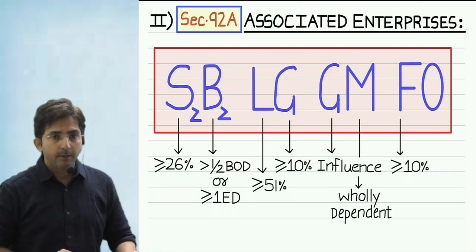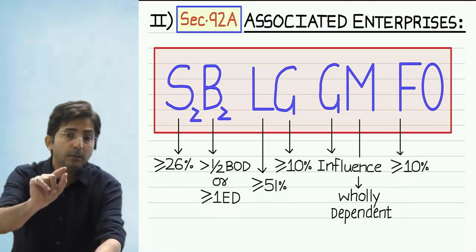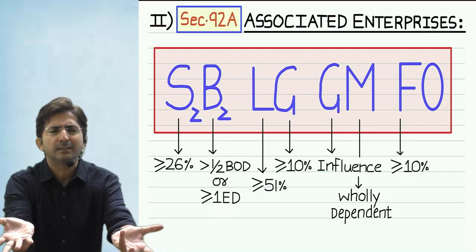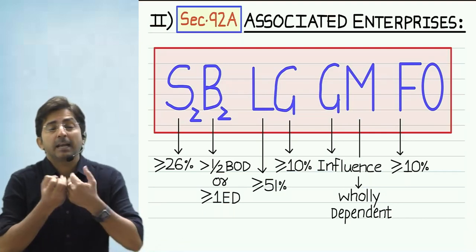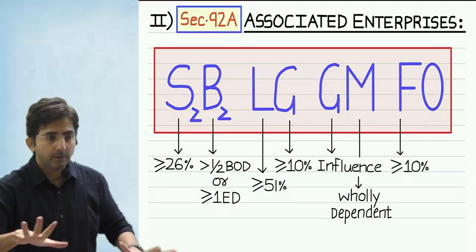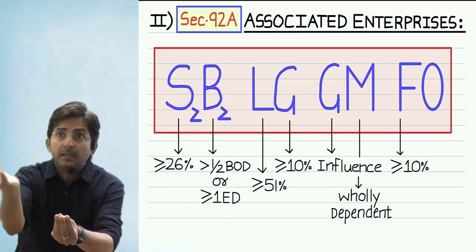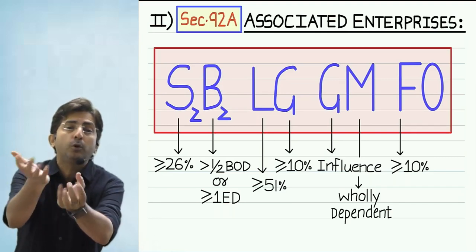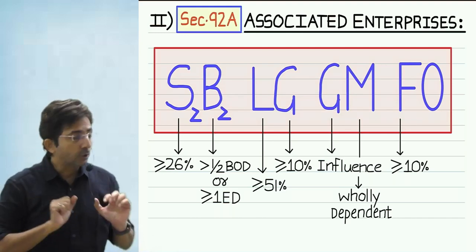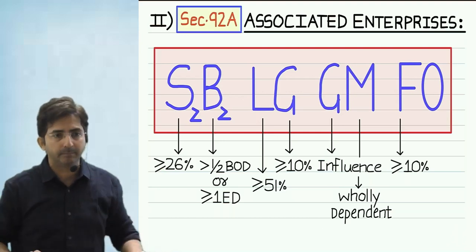Then F, one enterprise has at least 10% interest. See, the law has used the word interest. Interest means we are interested in money only. So profits. So at least 10% profits. Instead of that, we say at least 10% interest. So one enterprise has at least 10% interest in another enterprise which is a firm, AOP, BOI, etc. But at least 10% stake. Then O stands for any other relationship of mutual interest as may be prescribed.